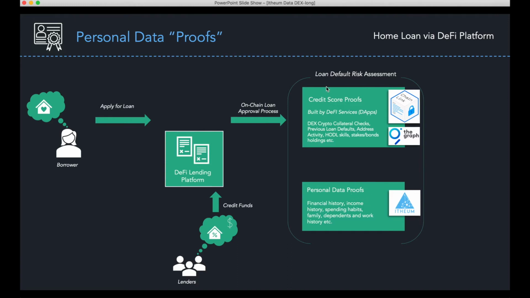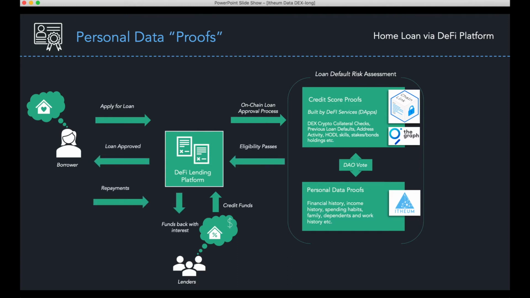So here we say we have the credit score proofs and the personal data proofs from this applicant or this borrower. Then that goes into a DAO vote, which the DAO members of this DeFi lending platform can see all this information, and they determine, you know what, the eligibility looks good, and they pass it, and the loan is approved, repayments are made, and then the funds are sent back to the lenders with interest. So this is exactly the same outcome as the current centralized version of issuing loans, but completely decentralized and done on chain. We think it's pretty cool.